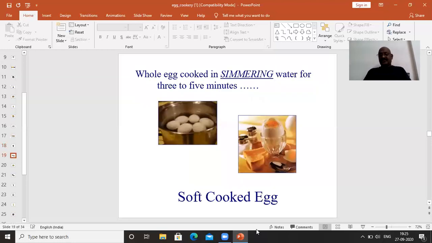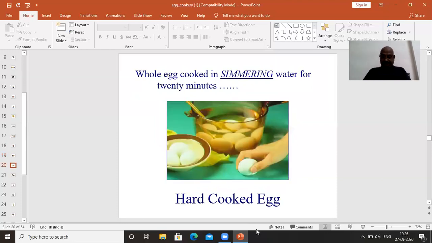Soft cooked eggs. Another method is boiling eggs, which we serve at breakfast. There are three categories of boiled eggs: soft boiled eggs, semi-hard boiled eggs, and hard boiled eggs. Soft boiled eggs will be 5 to 6 minutes, semi-soft boiled eggs will be 8 to 9 minutes, and hard boiled eggs will be 15 to 16 minutes. With these boiling timings, the egg will automatically cook to different stages. This is a hard boiled egg, 15 minutes.